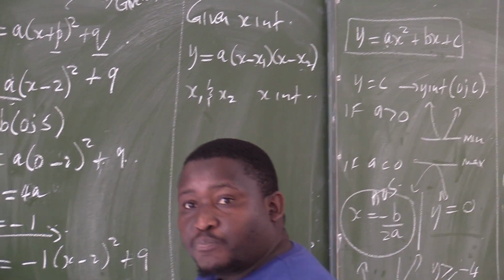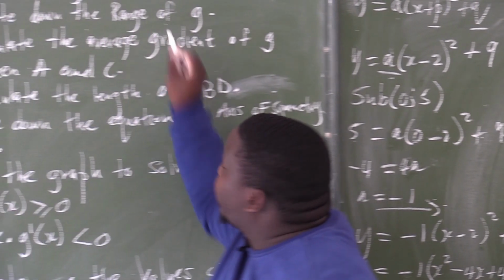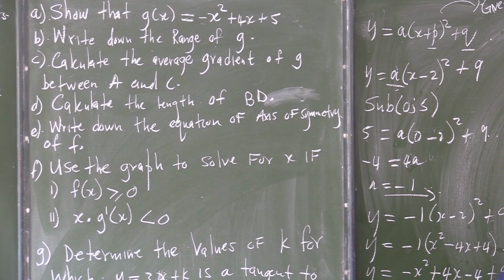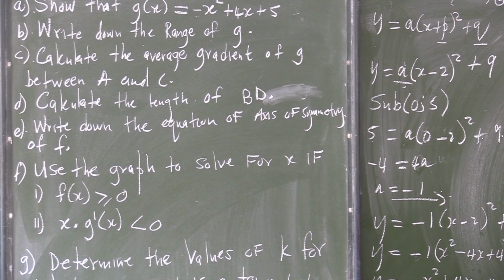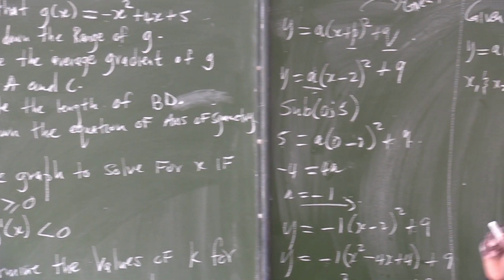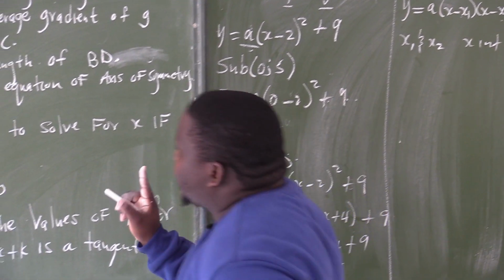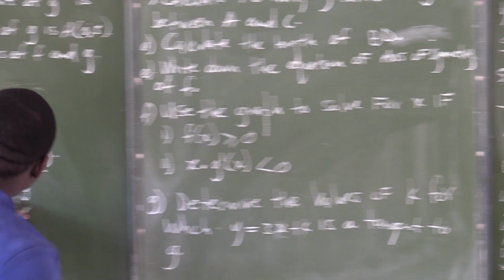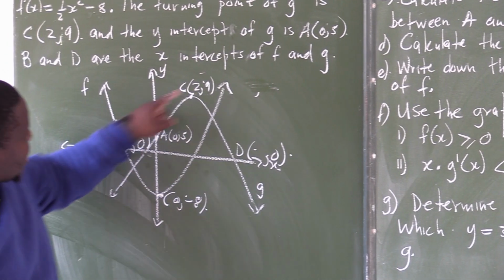Then the next question: write down the range of G. Remember, what is range? A set of all values of y for which the graph is defined. How? I will look at the graph of G. This is the graph of G.